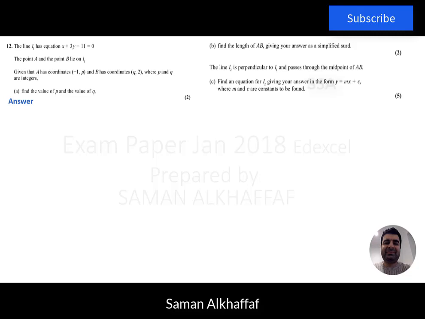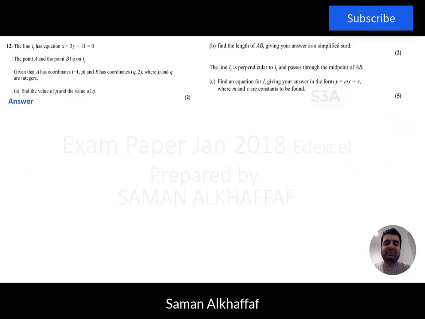In this example, the line L1 has equation x plus 3y minus 11 equals 0. The point A and the point B lie on L1. Given that A has coordinates of -1 and p, which is x is -1 and the y coordinate is p, and B has coordinates of x is q and y is 2, where p and q are integers. For part A, we're asked to find the value of p and the value of q.